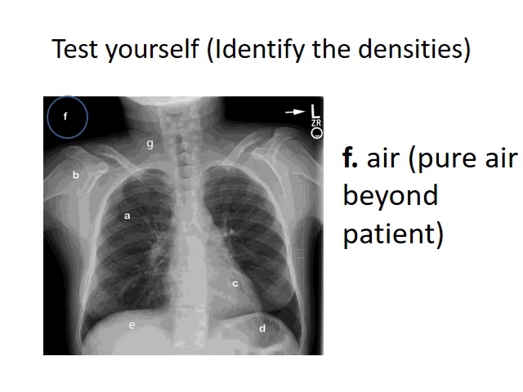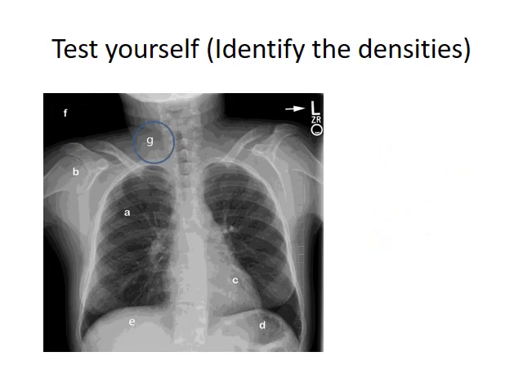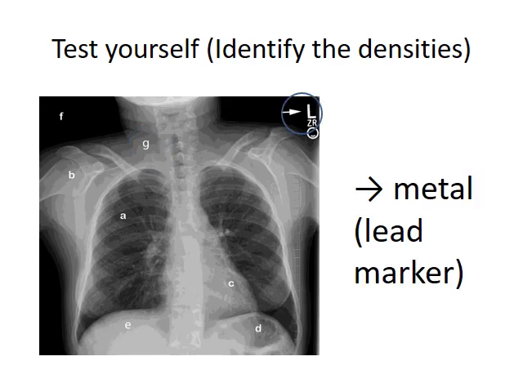F is air density, it's pure air seen beyond the patient. G is muscle, so soft tissue, water density. L is a metal density, it's a marker kept on the X-ray.